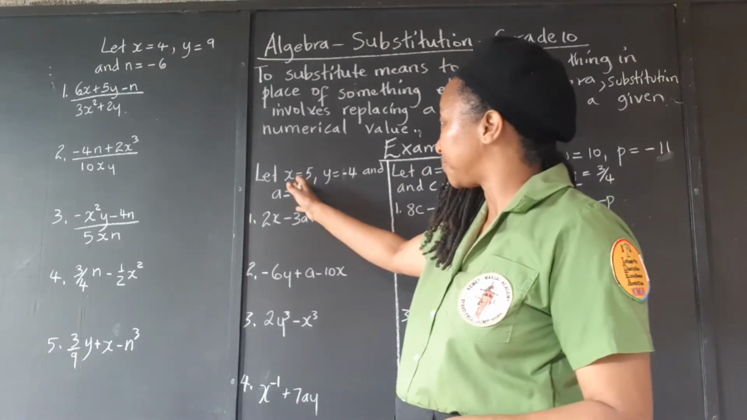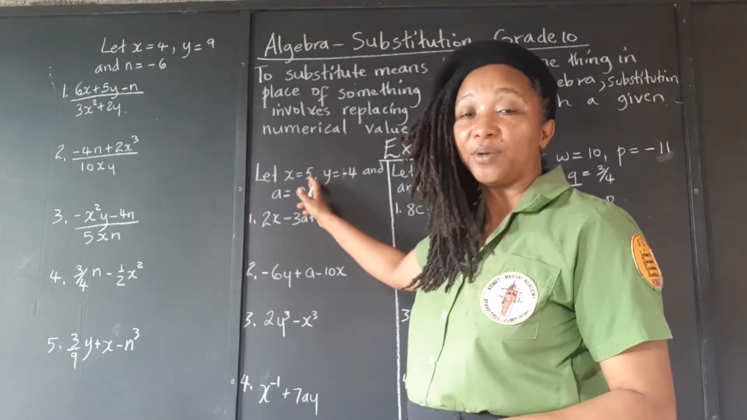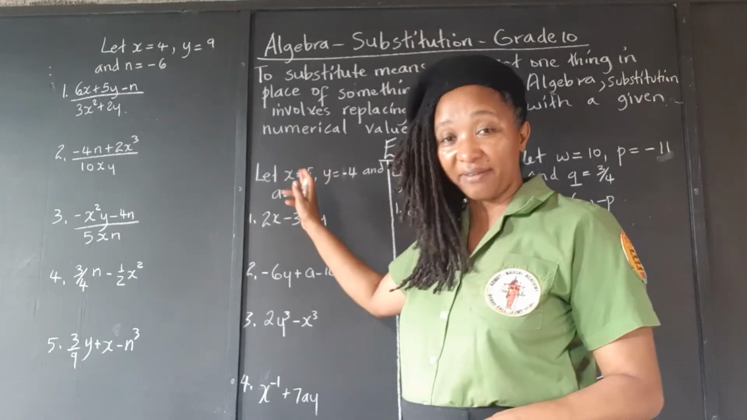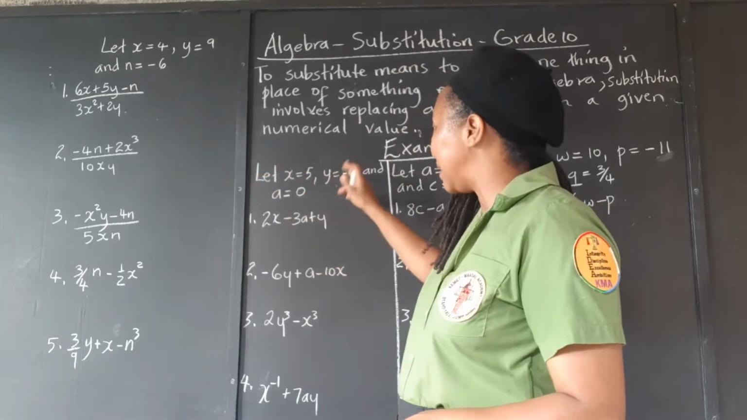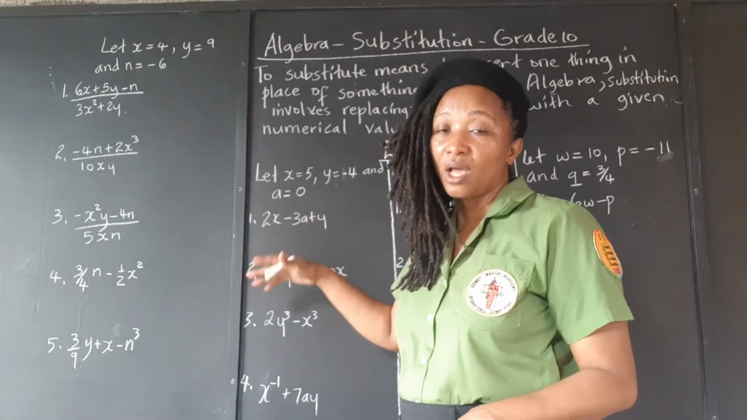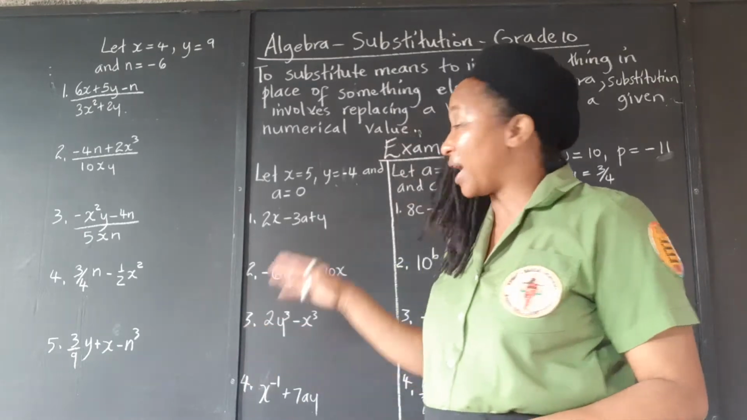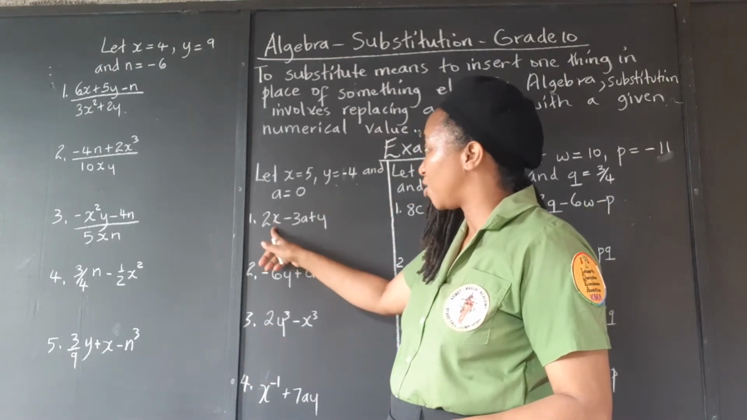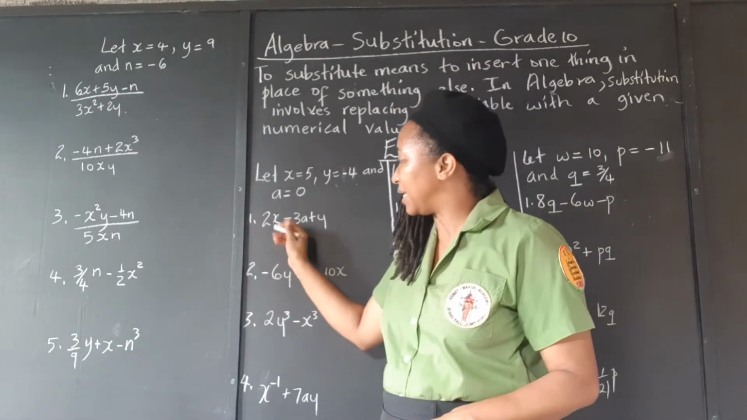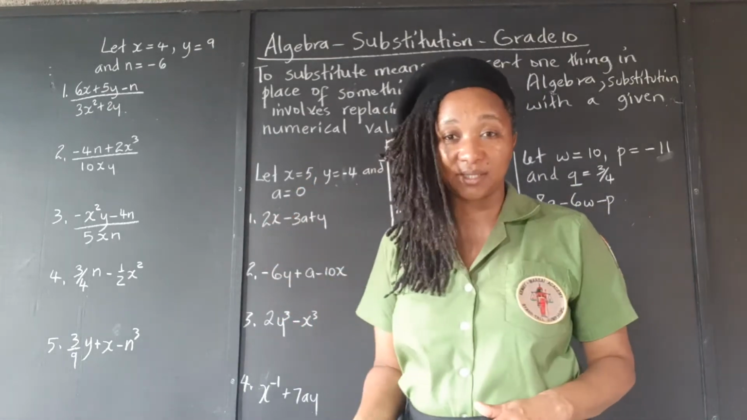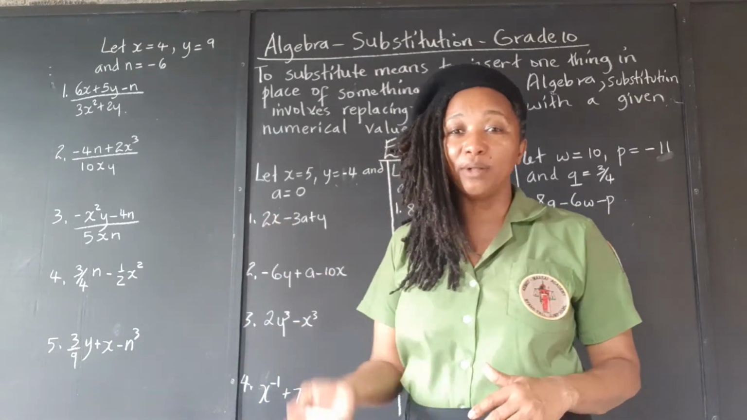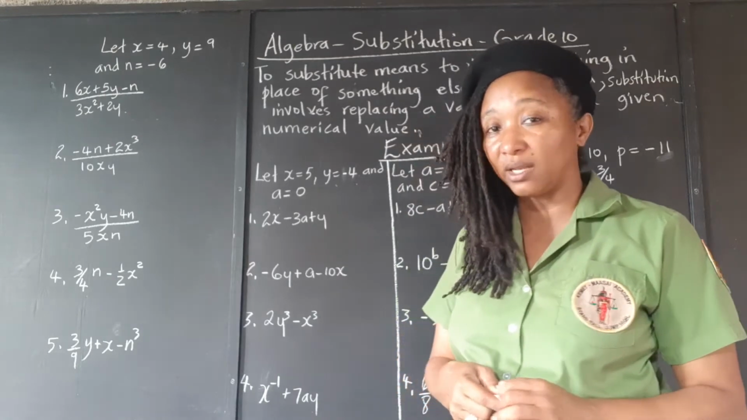We're given numerical values for the variables. So we're told, let's say x is 5. Let's say y is -4, and let's say a is 0. Substitute those values wherever you see x. You're going to put a bracket and put 5, because 2x means 2 times x. Wherever you see the coefficient and the variable, that means there's a multiplication operation going on.